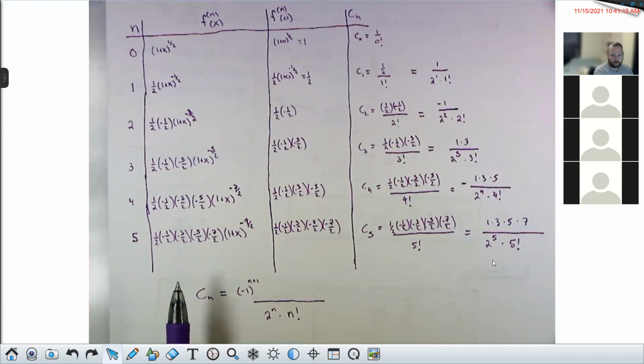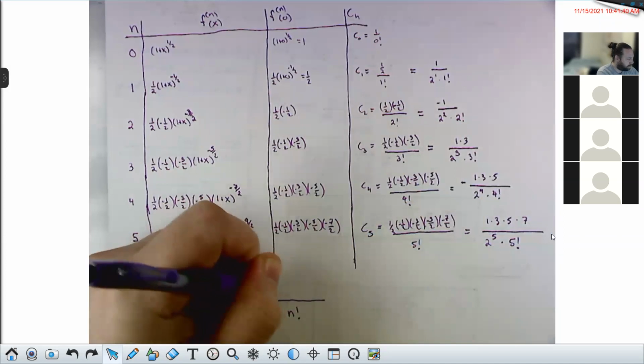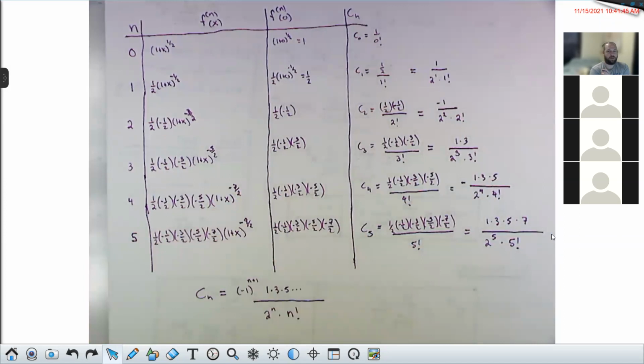The product upstairs is the fun one. C3 has 1 times 3, the product of the first 2 odd numbers. C4 has 1 times 3 times 5, the product of the first 3 odd numbers. C5 has 1 times 3 times 5 times 7, the product of the first 4 odd numbers. So in general, Cn will have 1 times 3 times 5 out to something. We want the product of the first n minus 1 odd numbers.